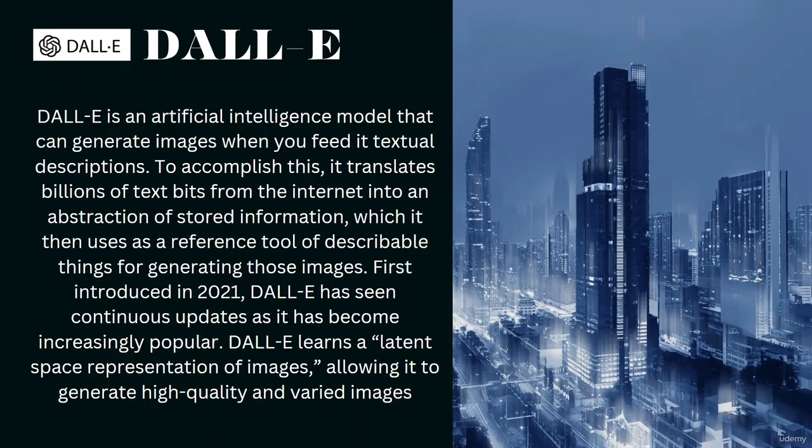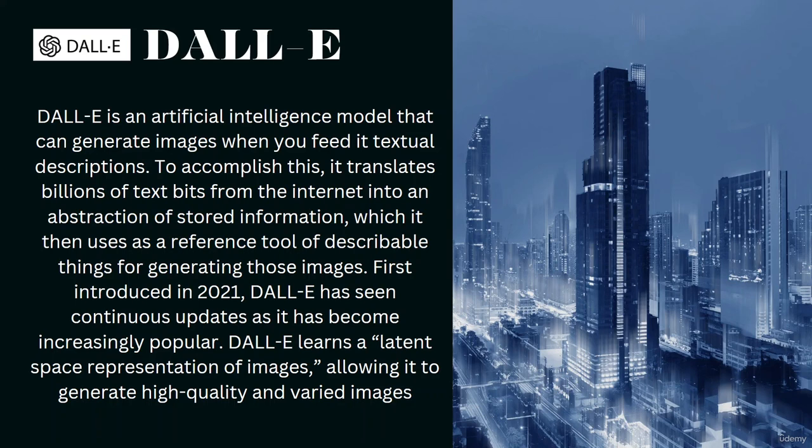And the next point right over here is DALL-E. DALL-E is basically software by OpenAI, and it is an artificial intelligence model that can generate images. DALL-E helps you to generate images when you feed it textual descriptions. Let me give you an example. On the right hand side of my screen, you can see that I have a lot of skyscrapers. Let's say I want to generate the same kind of image. What I can do is go to DALL-E and type that I want an image which has a lot of skyscrapers with the timing in the evening. So it kind of looks like that, my image.